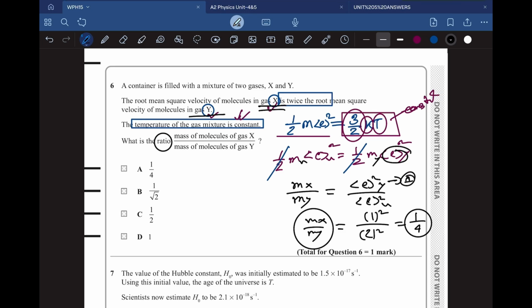1, and if the root mean square speed of Y was 1, then the root mean square speed of X will be 2, because one was twice the other one, and this whole portion means the root mean square speed, right? So the answer will be A, because the ratio is 1 by 4. Hopefully you guys have understood it completely.